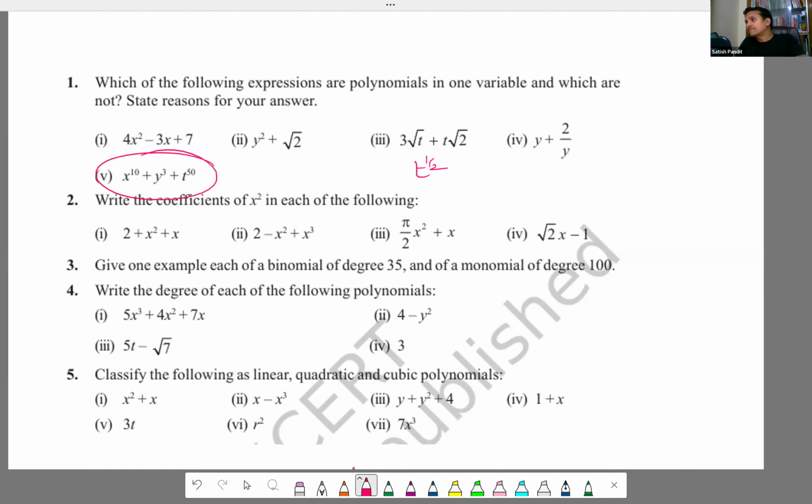Is this a polynomial? Actually, the question is about one variable, so it is not one variable. It is a polynomial, but not in one variable. The answer is no, because they're asking in one variable. It is in three variables. Clear? Yes. Perfect. Next, write the coefficient of x square in each of the following. Tell me the coefficient of x square here. Everyone in the chat quickly.